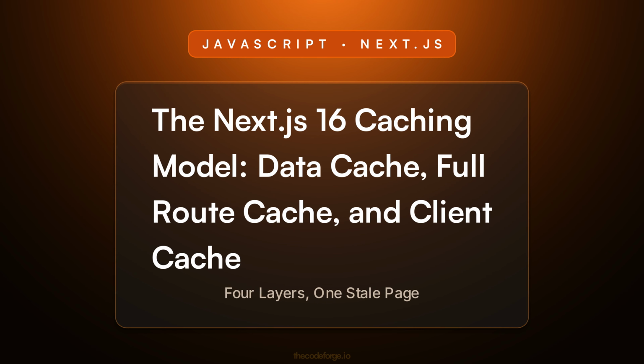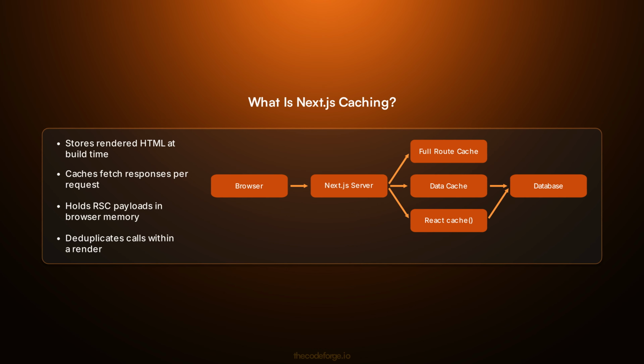Next.js caching is like a warehouse with 4 storage rooms. The full route cache stores pre-built pages. The data cache stores individual fetch results. The client router cache lives in the browser. React cache deduplicates within a single render. They all work together, and they can all serve stale data.